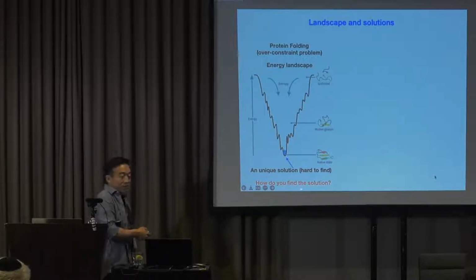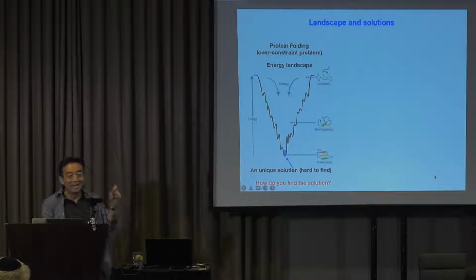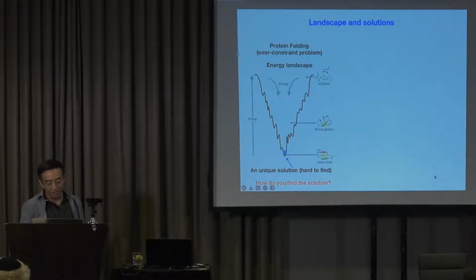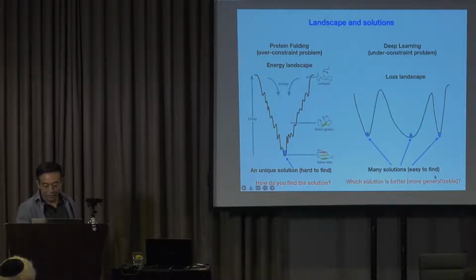There's actually the most stable native state that corresponds to the minimum of this landscape, right? There is a unique solution, and it's very difficult to find, all this protein folding business. Jose spent all these years. And the question there is really, how do we find the solution, right? Machine learning is very different. And so this is an over-constrained problem, if you wish.